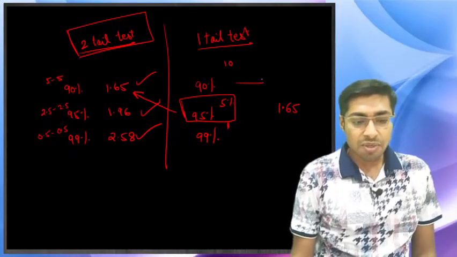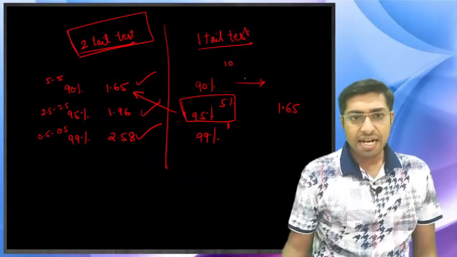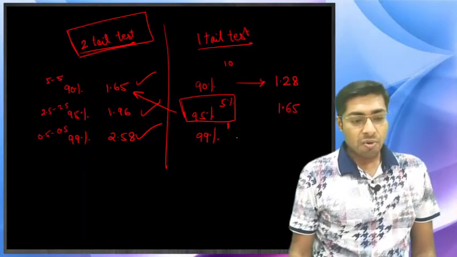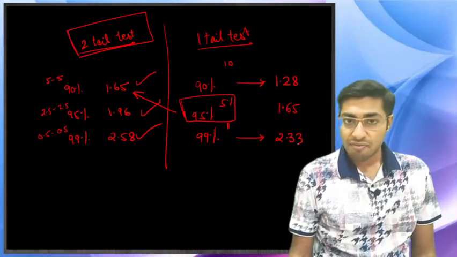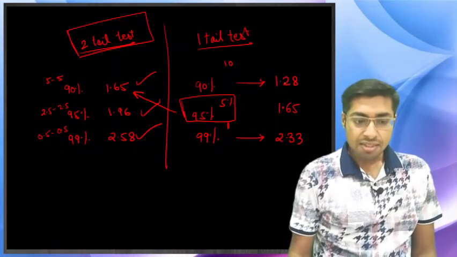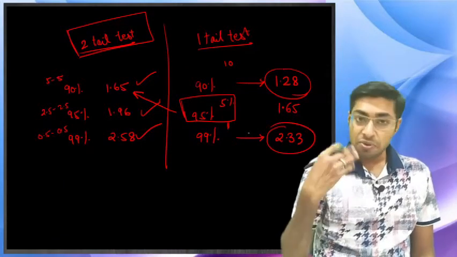This 90% over here you will have to remember. If you don't remember, you can go and check in the Z table as well. It will be 1.28. And over here 99% will be 2.33. Fine. This is what your Z table is. 1.28 and 2.33 is something new that you have learned.